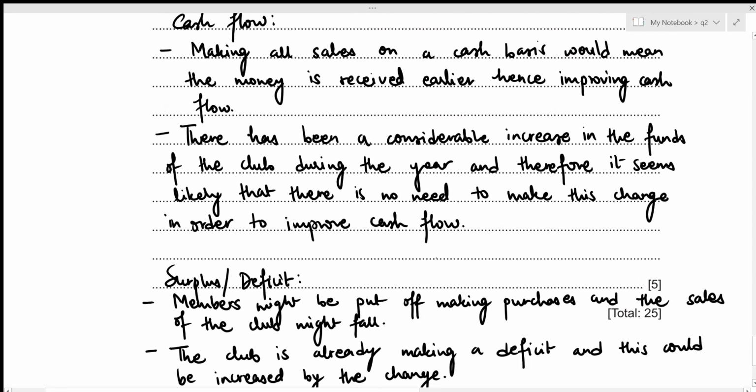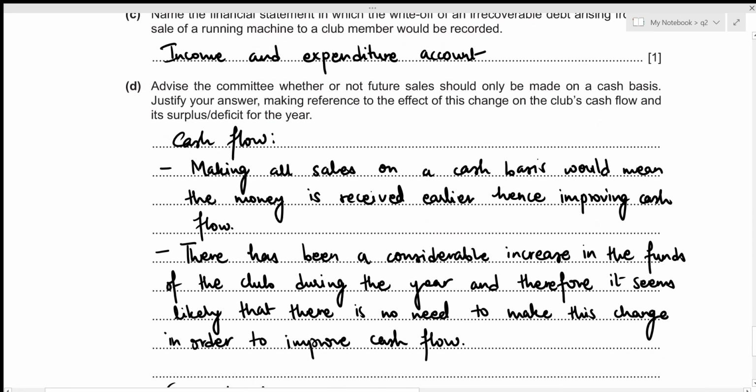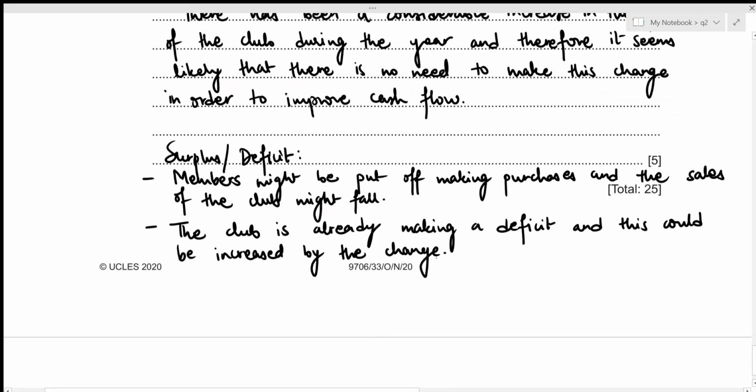Okay, so now based on these factors, we need to advise the committee whether or not the future sales should only be made on a cash basis. So since we know that our cash flow currently has definitely increased, there is no need to make it to a cash basis. But we know that allowing to make this on a cash basis would result in low sales, which would result in increased deficits. So that's not a good thing. So based on that particular reason, I would advise the committee to not make future sales only on a cash basis. Let's write it down.